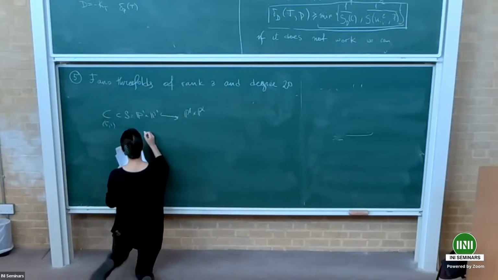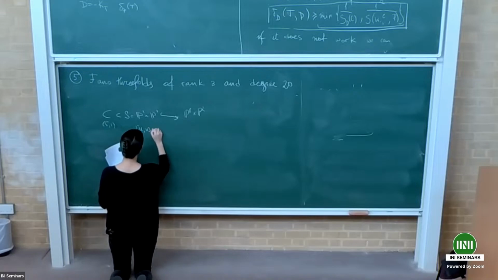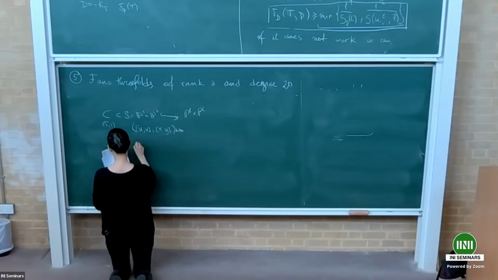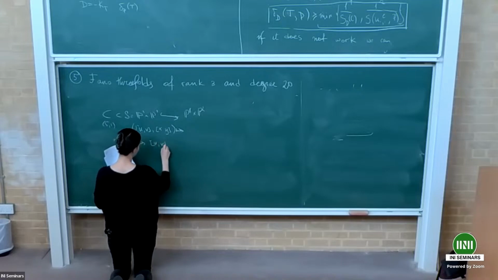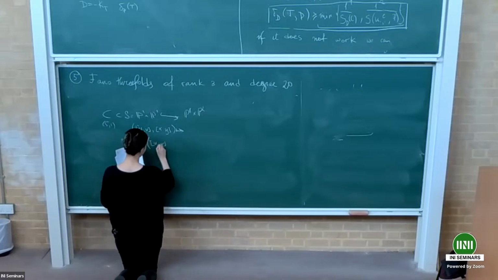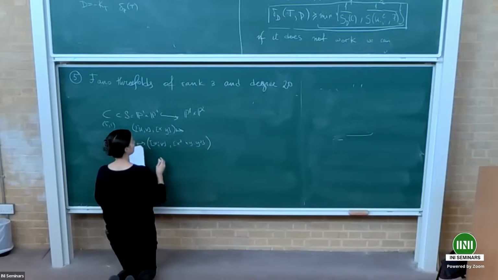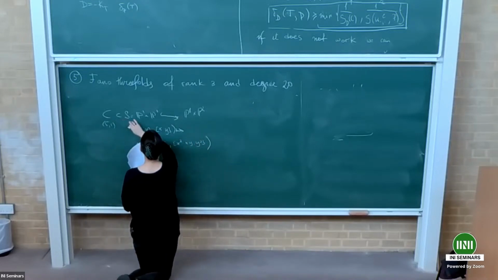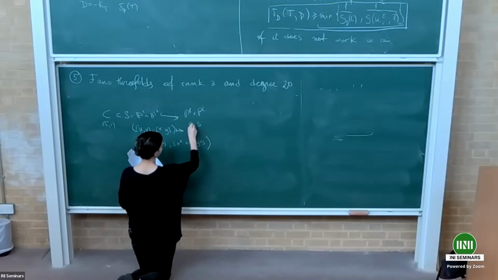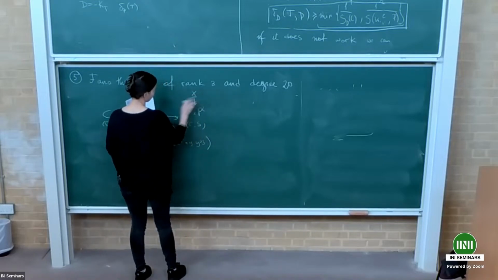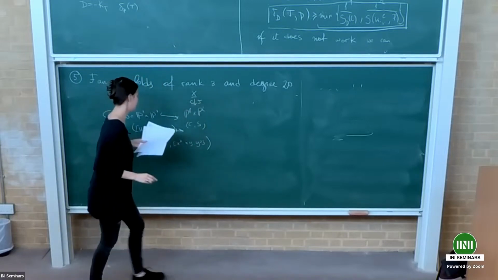How is this embedded? So we send x1 into its square. Then we identify this C and S with C and S in here, and we blow up C and we get our X. So this blow-up will be key.